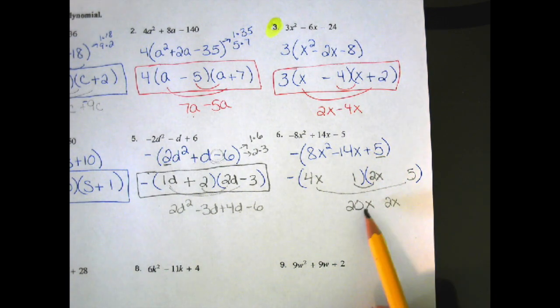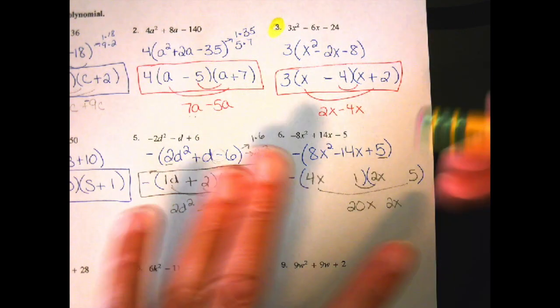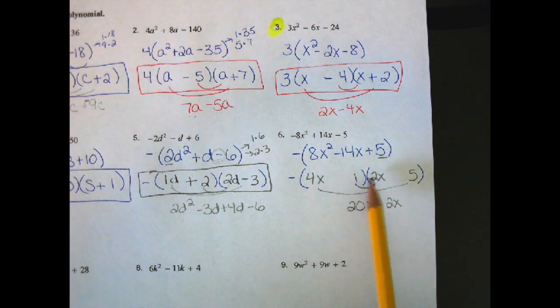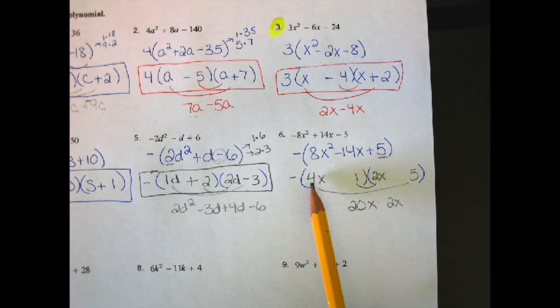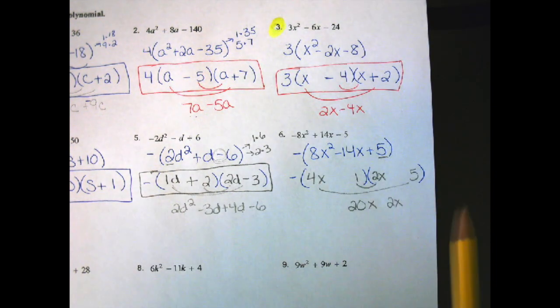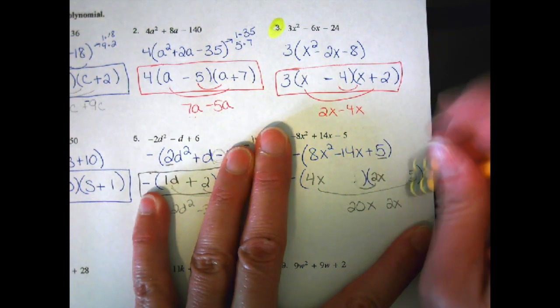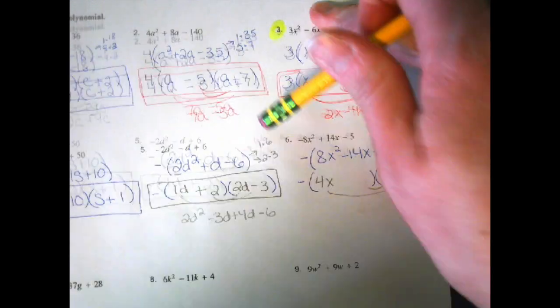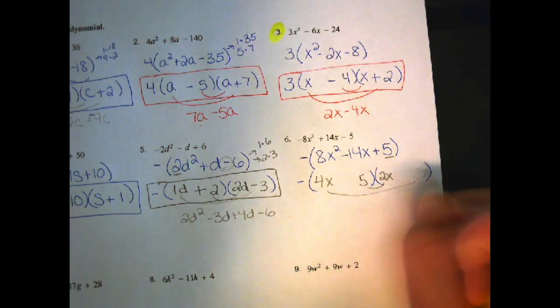No matter what I do, either if I add or I subtract, I'm not going to get to a 14. So I know this is not right. So I can either switch the 4 and the 2 to become an 8 and a 1, or I could switch the position of the 5 and the 1. So let's switch the 5 with the 1.